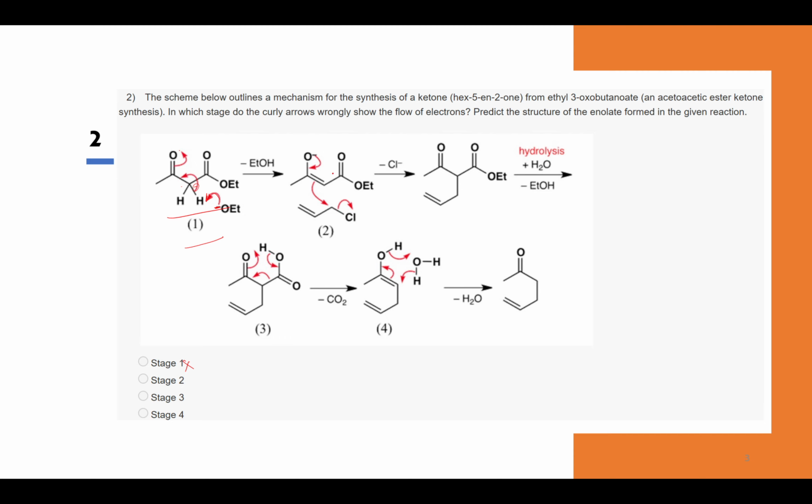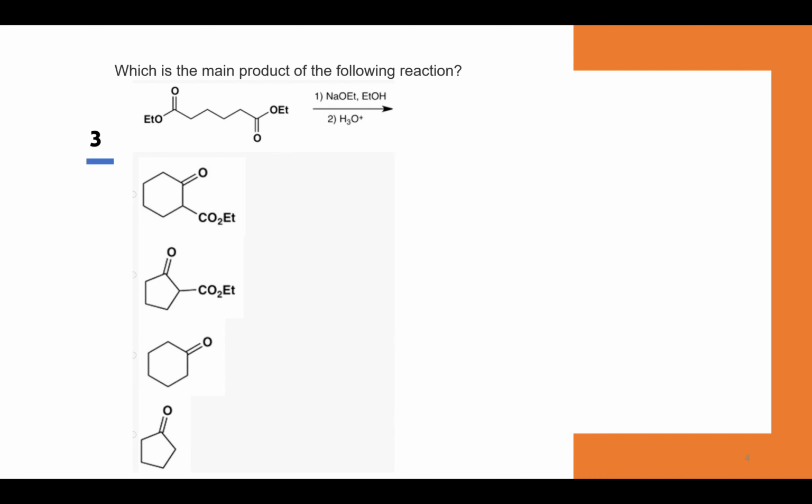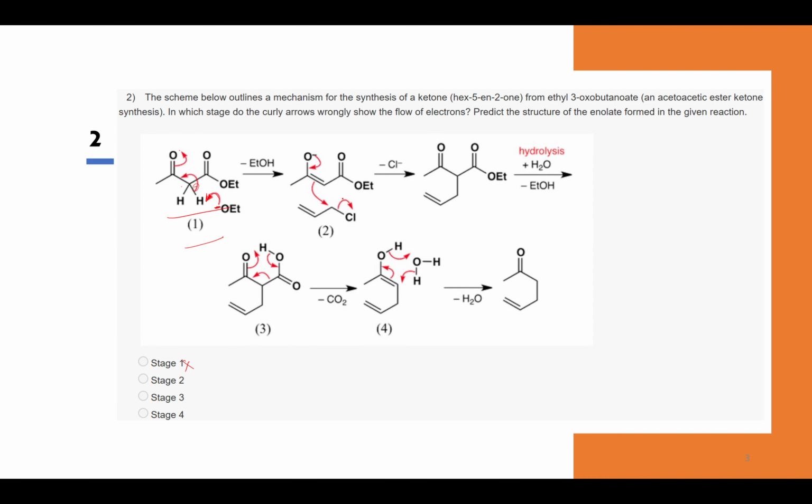Now talking about stage 2, here you can see that the lone pair or negative charge will push electron here, and then here negative charge will generate. Then this double bond will attack, because it is electron rich, this will attack this carbon, and this chlorine will get knocked out, right? So this is also the correct way to show the mechanism. So stage 2 is also correct.